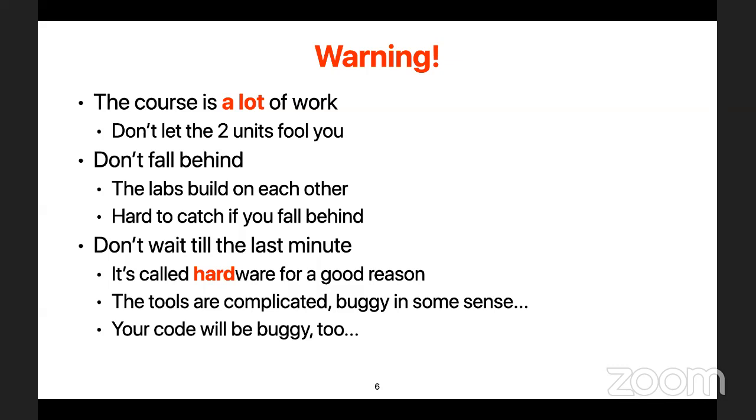The labs build on each other, and it's hard to catch up if you fall behind. And don't wait until the last minute, because, well, I want to criticize Verilog a little bit. Some of you already took CSE140, so you know how terrible the Verilog tool chain is. The tools are complicated, they are buggy, your code will be buggy, and there are no good debuggers like what you have in software. So it's going to be a lot of work, but not because it's hard. It's a lot of details that you have to sort out. It's not difficult to understand, it's time consuming to make it right. So that's the first warning I want to give you.